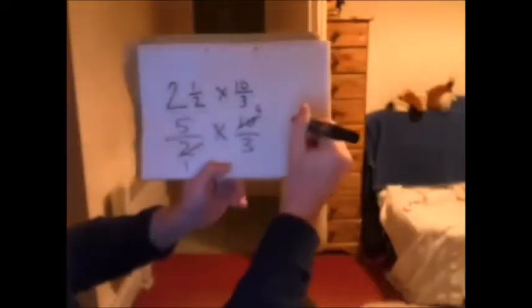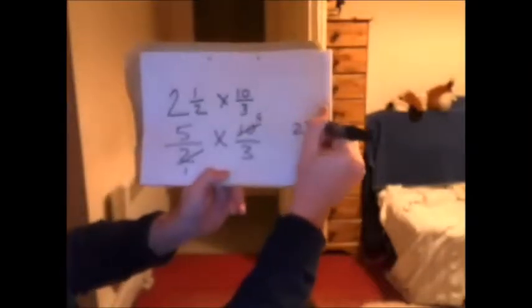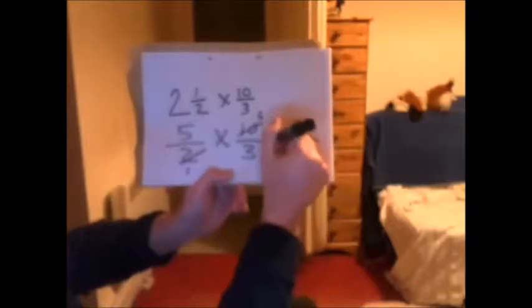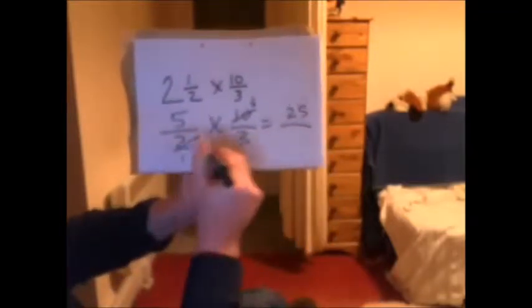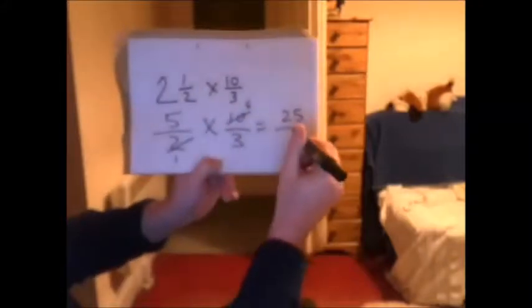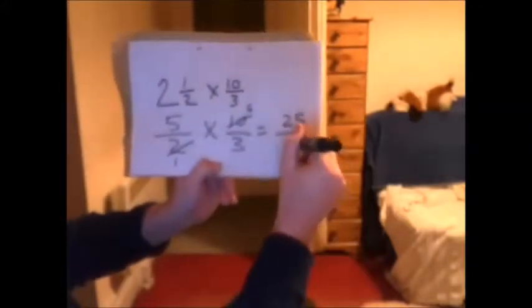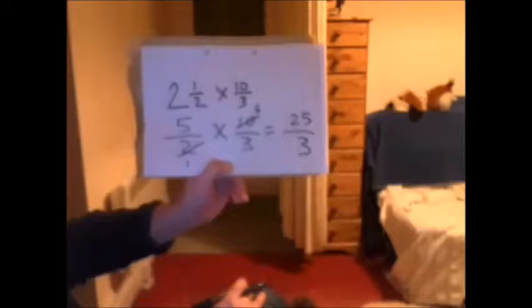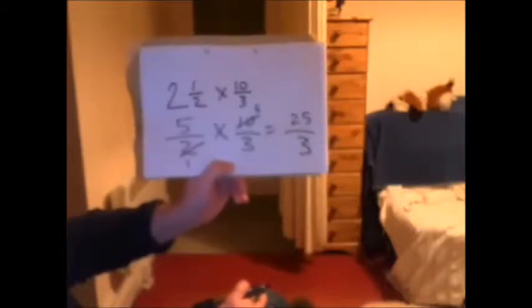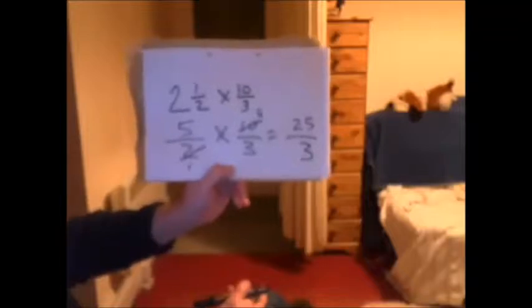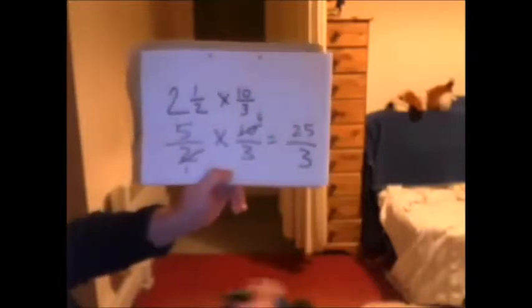So 5 times 5 is 25, and 1 times 3 is, surprise, surprise, 3. So 2.5 times 10 over 3 is 25 over 3.